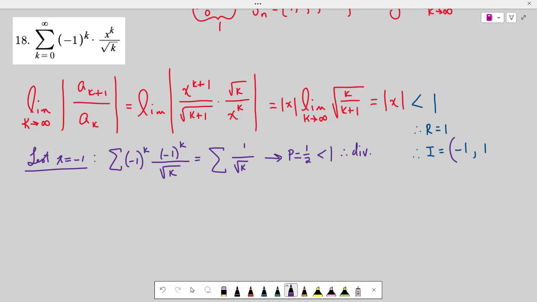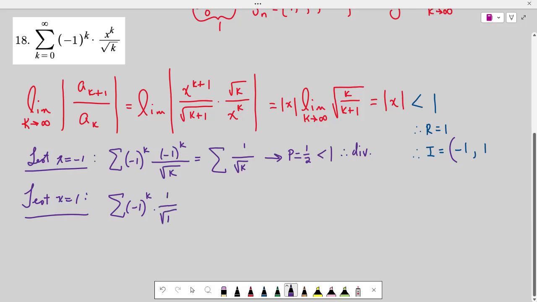Now we've got to test the other one. So let's see, does this change much? We have -1 to the 1, -1 to the k. Plugging in a 1, 1 to the k is just 1, so we have this. So now we have an alternating series. And does that converge or diverge? Converge or diverge?